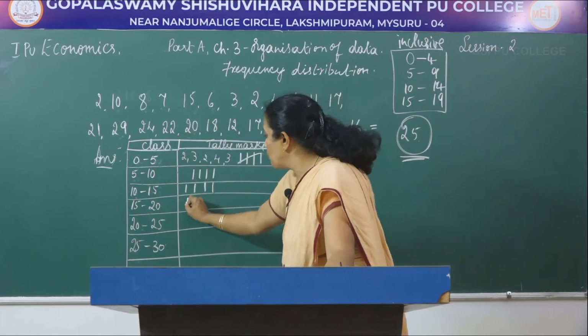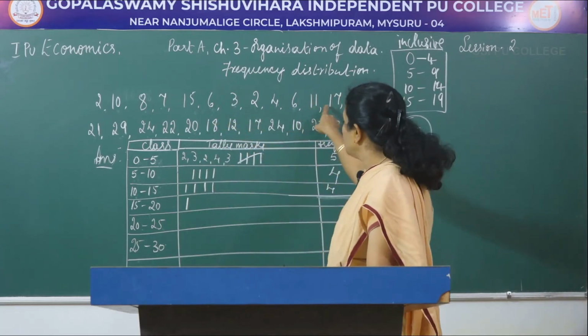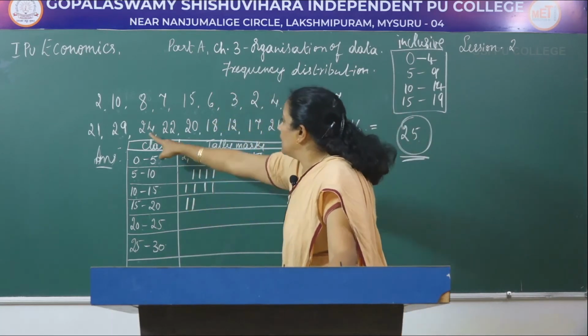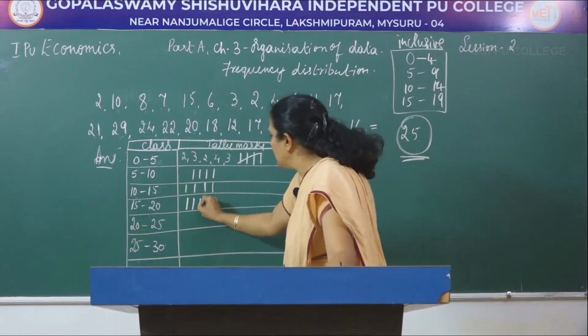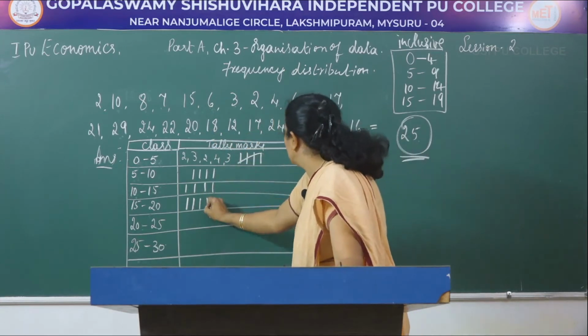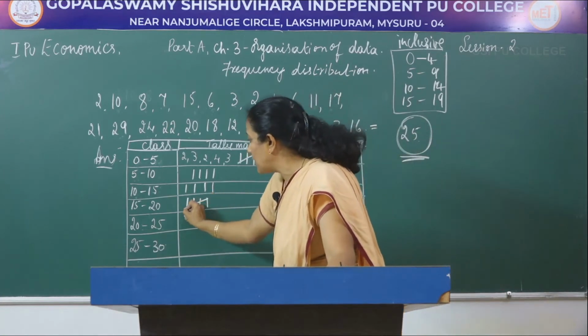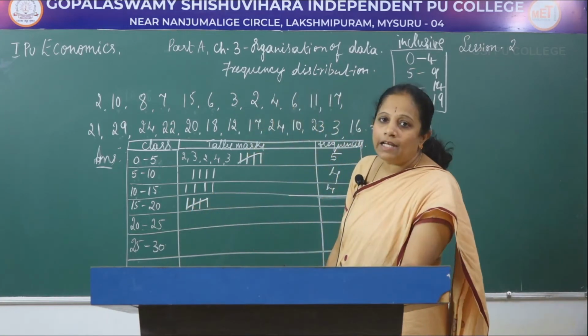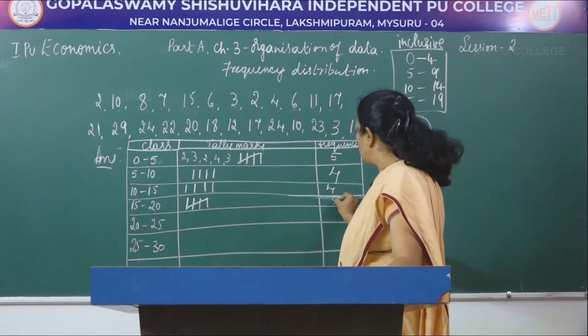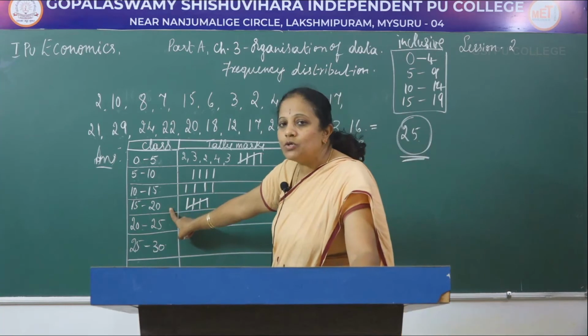Let us see the next class, that is between 15 to 20. 15 is there. So, 1, then after 15 we have 17, then again we have 18 here, then 17 is here, then 16 is here. After the fourth mark we are crossing the tally mark with a cross mark, and then totally we have 5 numbers that come under 15 to 20.